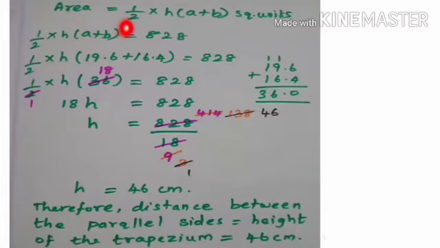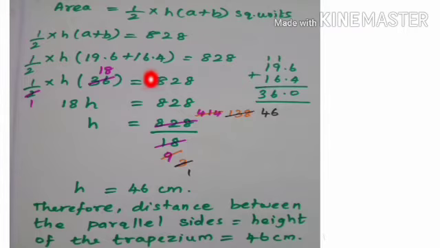Students, here the area of the trapezium is half into h into (a plus b) square units, which is the area of the trapezium. It is 828, given in the question itself. So in the next step, we have to substitute all the known values. So 1 by 2 into h into (a plus b), where the value of a is 19.6 and the value of b is 16.4, is equal to 828.